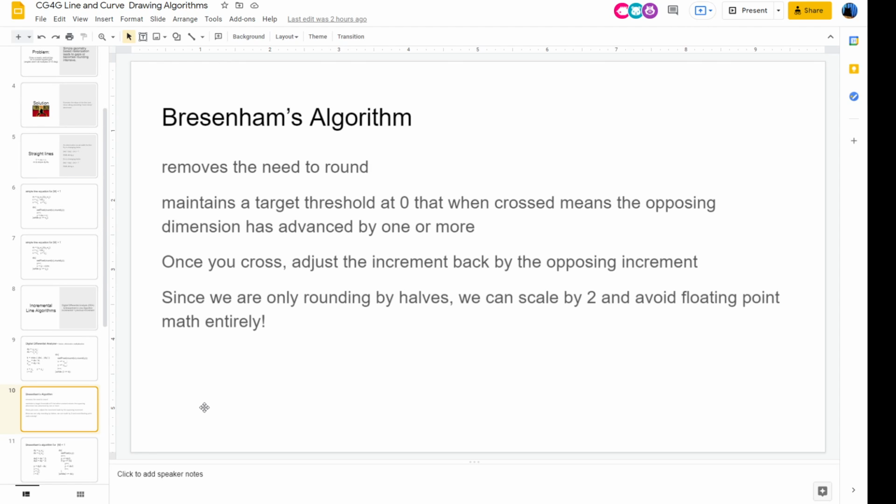So imagine we're flat, always adding a certain amount and asking, did I cross, did I cross, did I cross? And the moment I cross, then I can move up by 1.